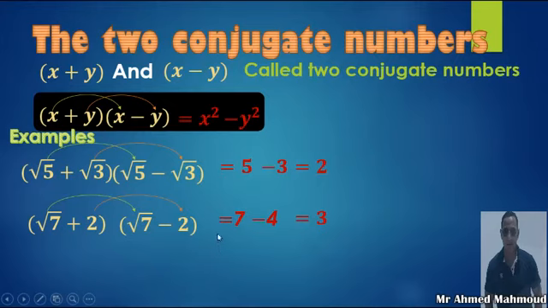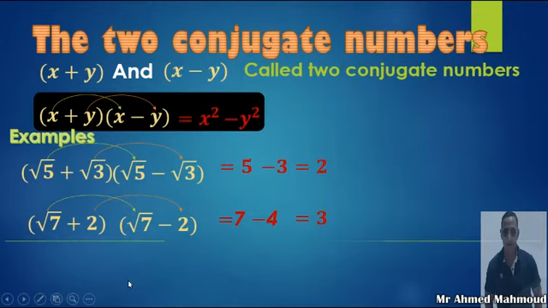Why do we need this kind of conjugate number? As we see here, we have a number like root 5 plus root 3. When we multiply this number by its conjugate, we find the result will be 2, which is a rational number. Then we need the conjugate number to change the irrational form into rational form. If we have any irrational number and we need to change it into a rational number, then we are going to multiply this number by its conjugate. This is the requirement of the conjugate number.